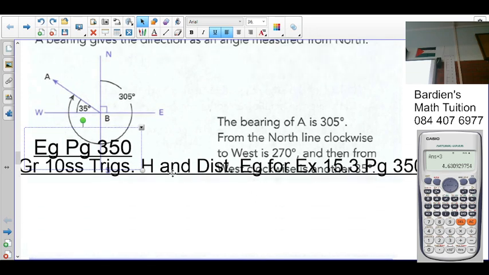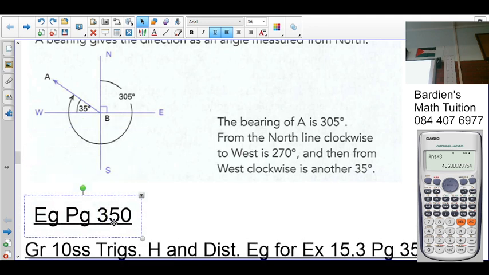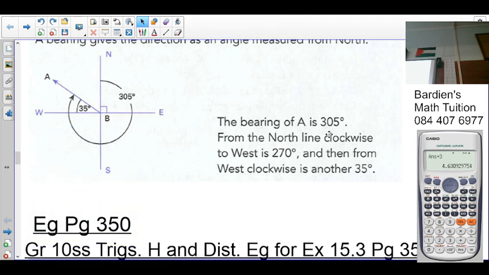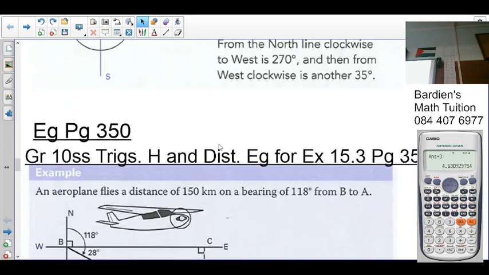the bearing of A is 305 degrees. From the north line clockwise to west is 270, so that is 90, 180, 270. Can you see that? So it's 270, and 270 plus the 35 degrees is 305 degrees. You all agree with that? Okay. And then west clockwise another 35 degrees.